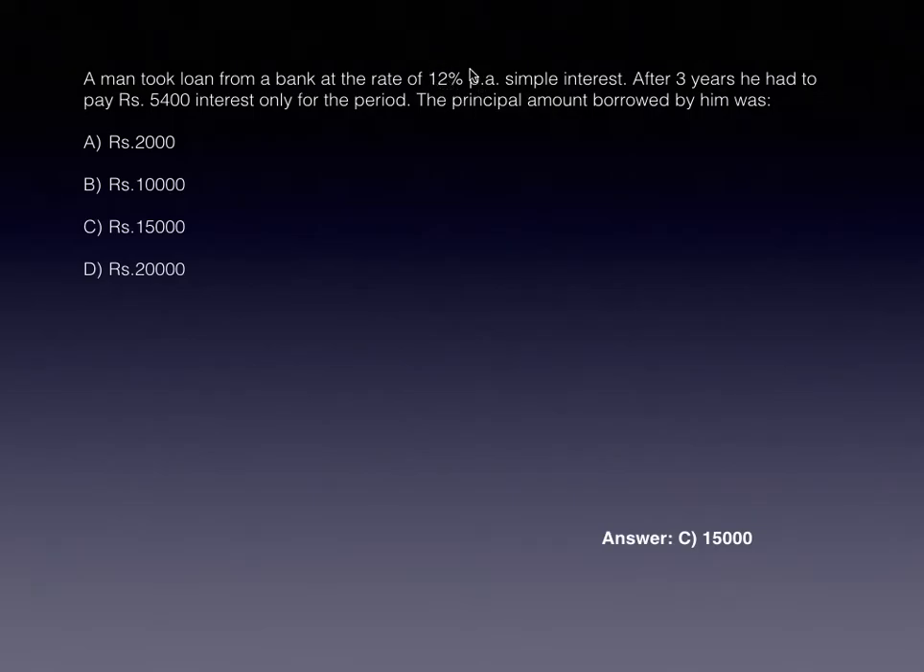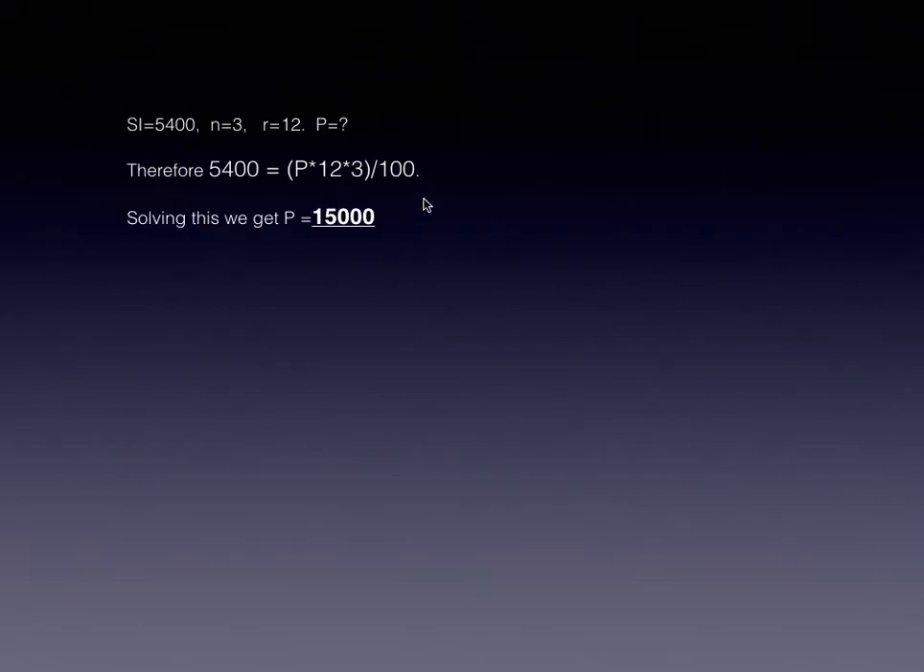So what is the rate of interest? 12%, the number of terms is 3 years, and the interest was 5,400. Obviously we're given all the data: rate of interest, number of terms, and the simple interest. Then we can calculate the principal using the formula SI is equal to PNR by 100. So substitute 5,400 for SI, N is equal to 3, and R is equal to 12.